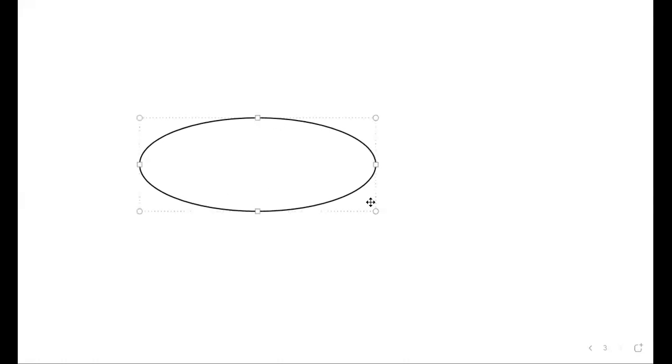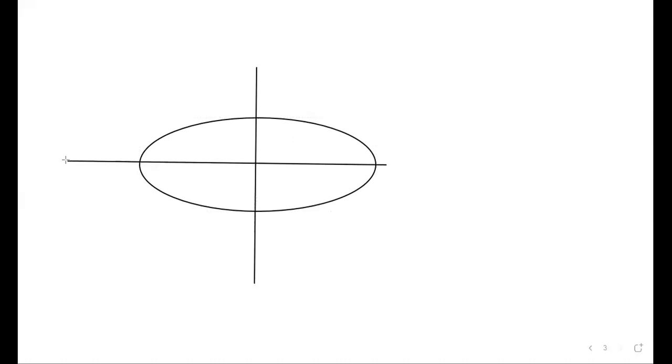Imagine this standard ellipse. Suppose this is a focus and this is one of the vertices. This is AE comma 0, and this is A comma 0. What is the distance between them? A minus AE. So SA is A minus AE.